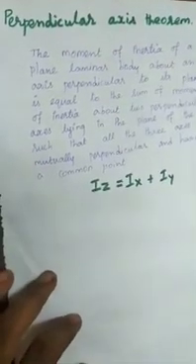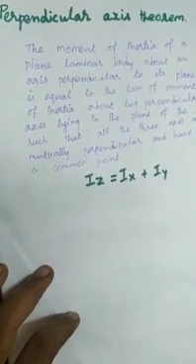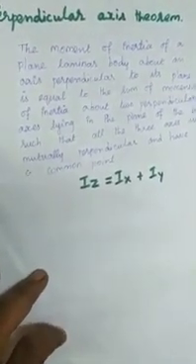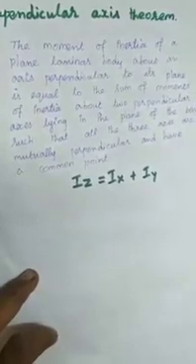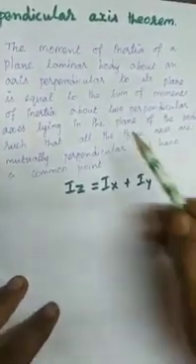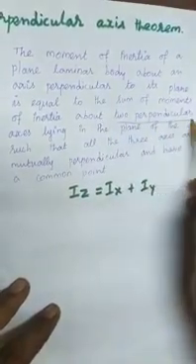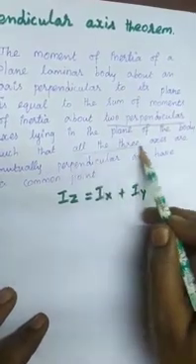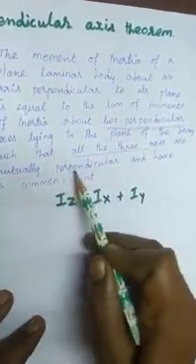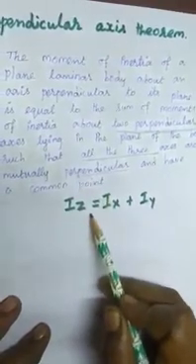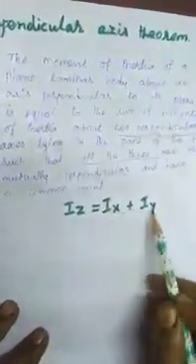Next, the perpendicular axis theorem. The perpendicular axis theorem states that the moment of inertia of a plane laminar body about an axis perpendicular to its plane is equal to the sum of the moments of inertia about two perpendicular axes lying in the plane of the body, such that all three axes are mutually perpendicular and have a common point. That is, Iz is equal to Ix plus Iy.